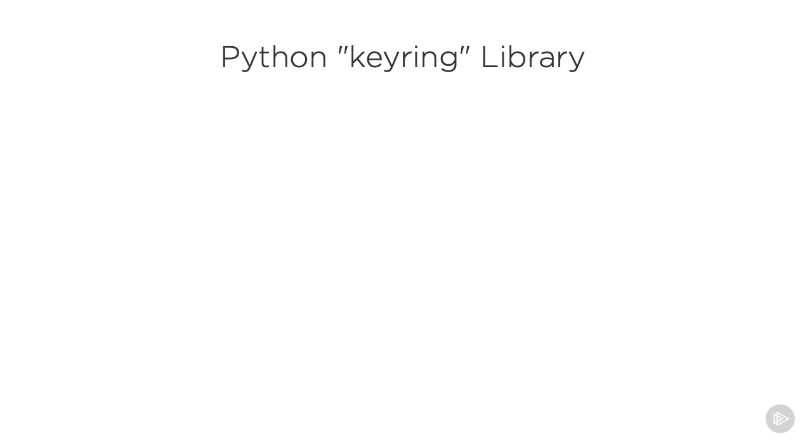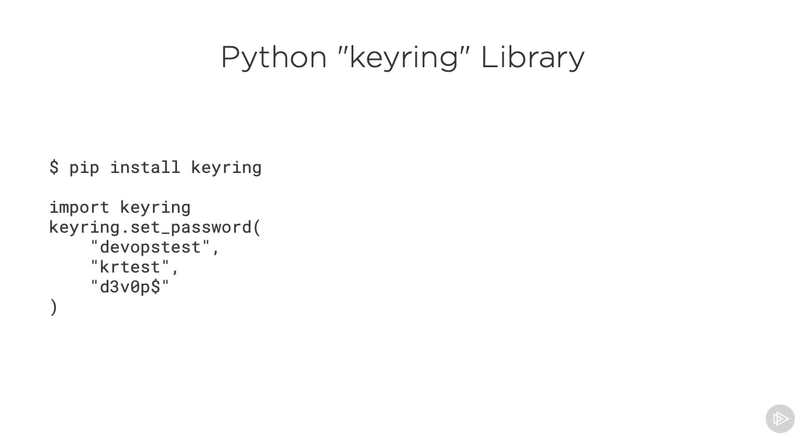Another approach is to use the Python keyring package, which must be installed via pip. This interacts with the system's built-in key management system, and on Mac OS, this is the keychain application. You can create passwords in one of two ways. You can write a one-time script, as I'm showing here, to create a new keyring entry named DevOps test for user KR test with our funky DevOps password.